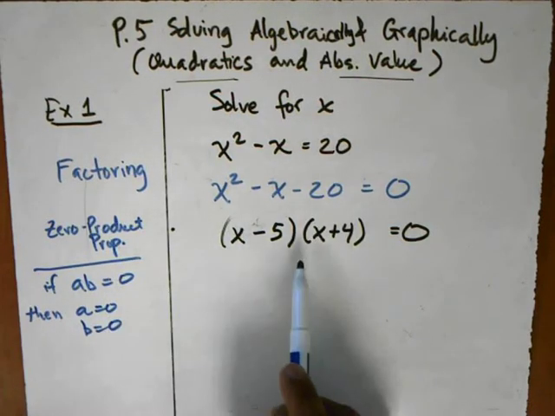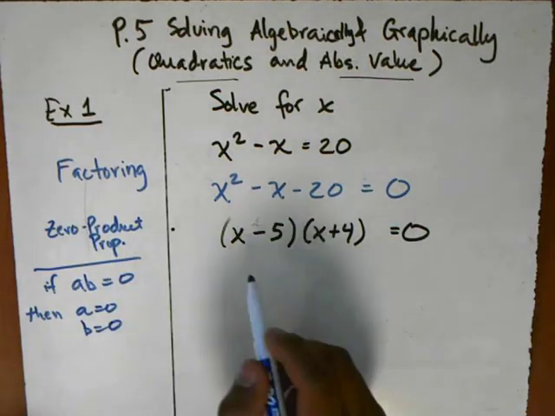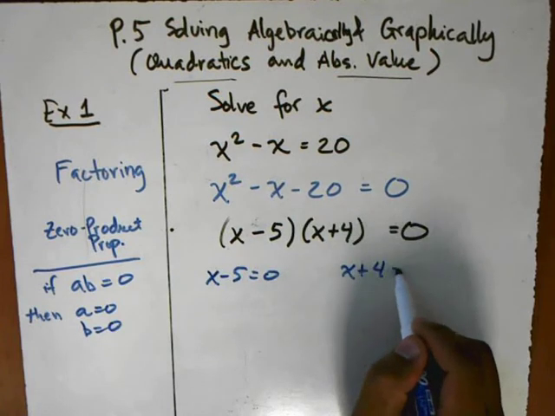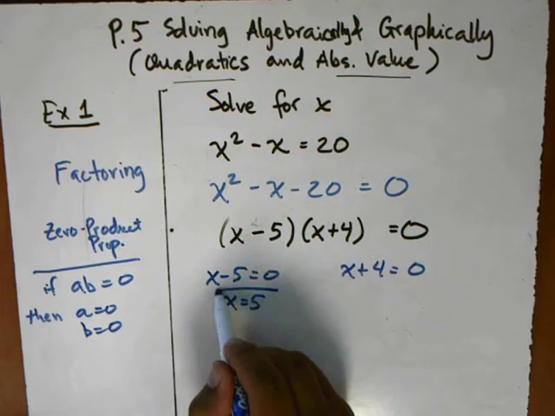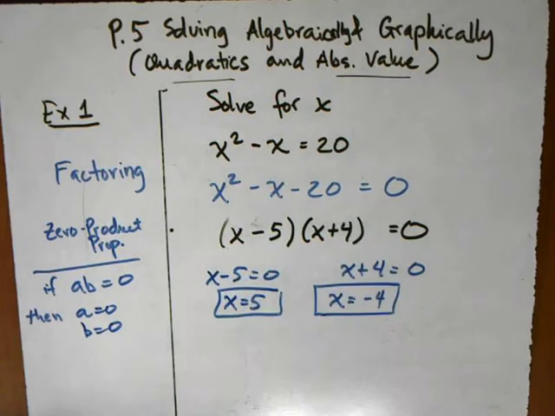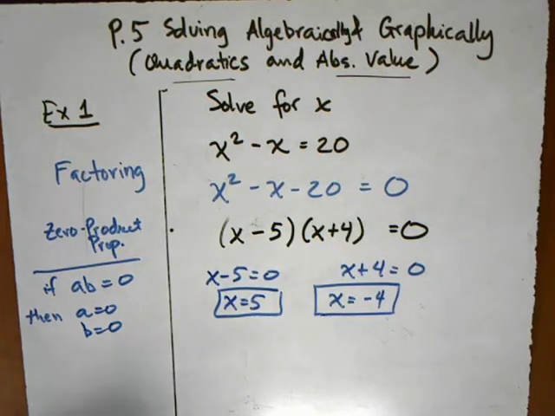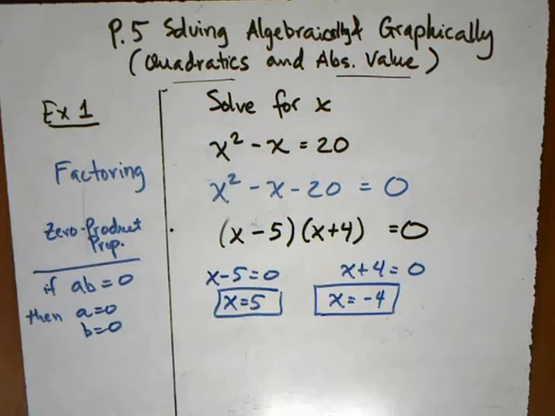So here we have a product, but instead of a singular variable, we have an expression, and the same thing works. So we can say that x minus 5 equals 0, and x plus 4 equals 0. We can just solve these little equations, and that gives us x equals 5 and x equals negative 4. Both of these are answers to the problem, and I'll leave it to you to check that if we substitute in here, we would in fact get 0. Whether we use 5 or negative 4, this equation will hold true. So that's an example of using factoring.